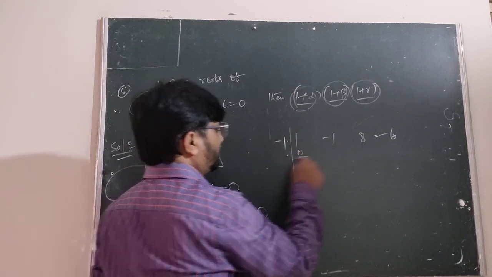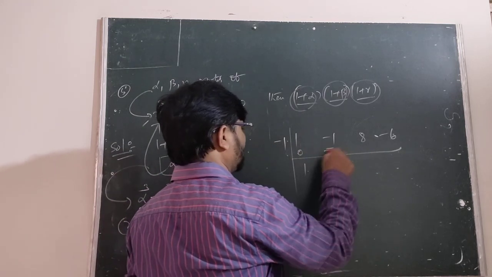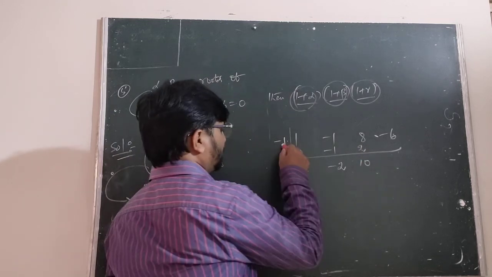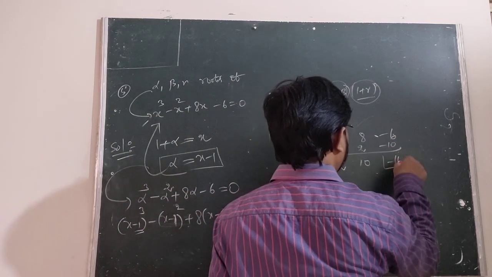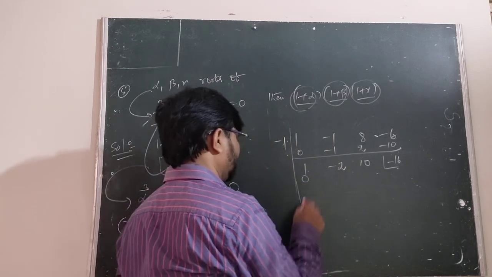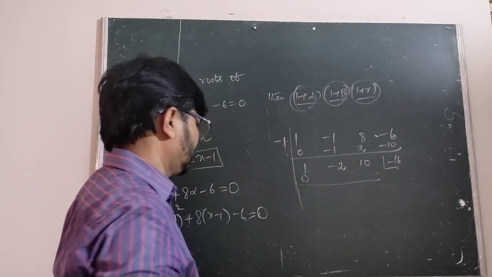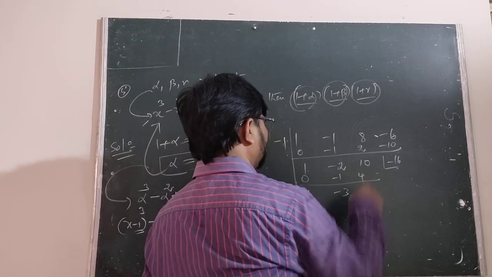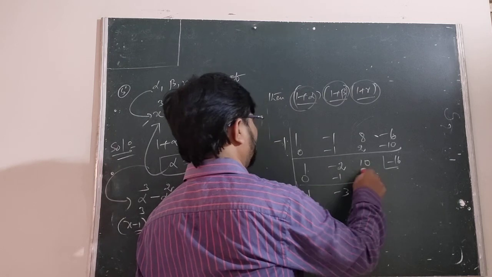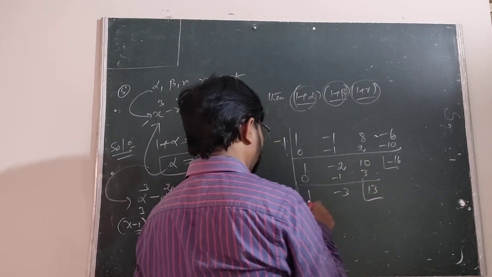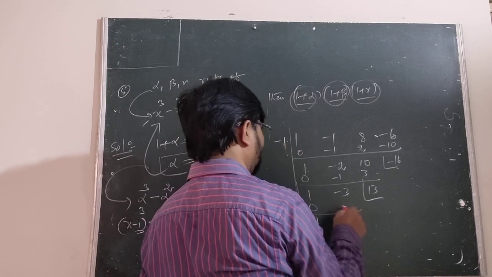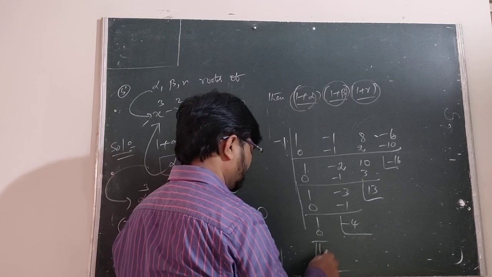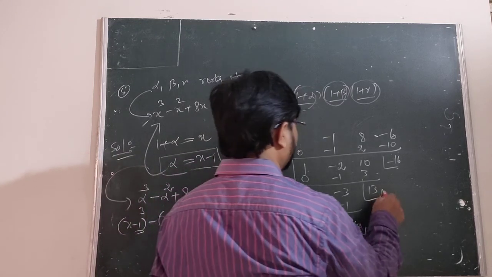Therefore minus 1. First you take 1. 1 into minus 1, minus 1, this is minus 2. This is 2, this is 10. Therefore minus 10, now this is minus 16. Now again take 0. Now this is 1. Here 1 into minus 1, minus 1, minus 3. This is 13. Now again take 0. Now this is 1. 1 into minus 1, minus 1. This is minus 4. Now you are taking 0. This is 1. A0, A1, A2, A3.